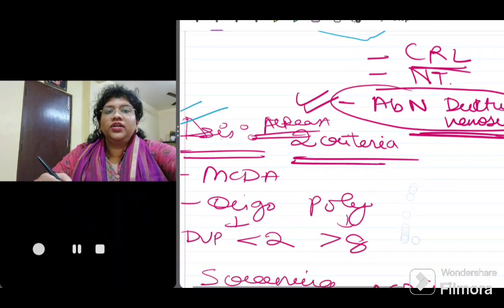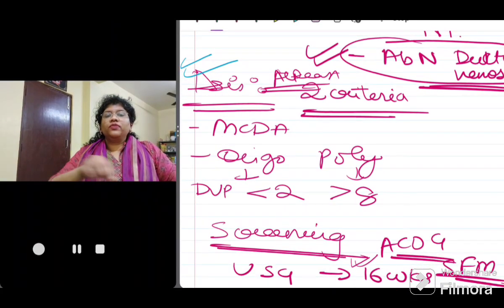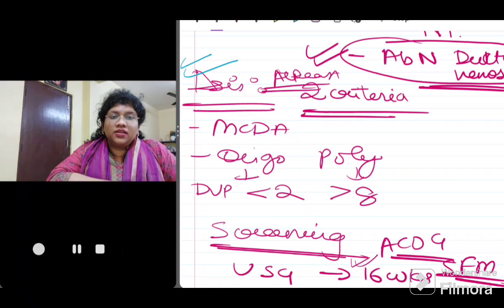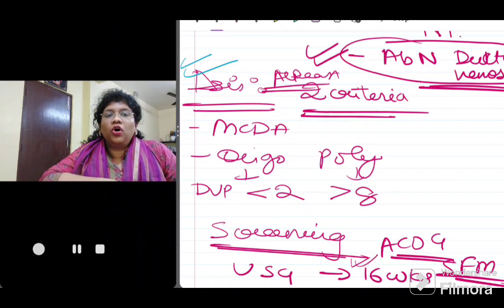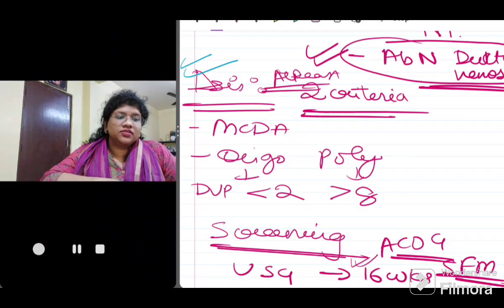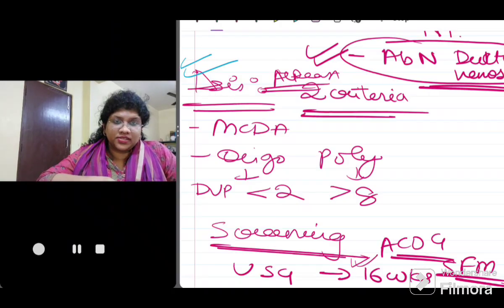Next, coming to the diagnosis. At least two of the criteria should be present. First thing is that it should be a MCDA twin. Second is the oligo-poly sequence. Oligo means deep vertical pocket less than 2, and poly means deep vertical pocket more than 8. So this is the criteria or the cutoff for oligo-poly sequence.